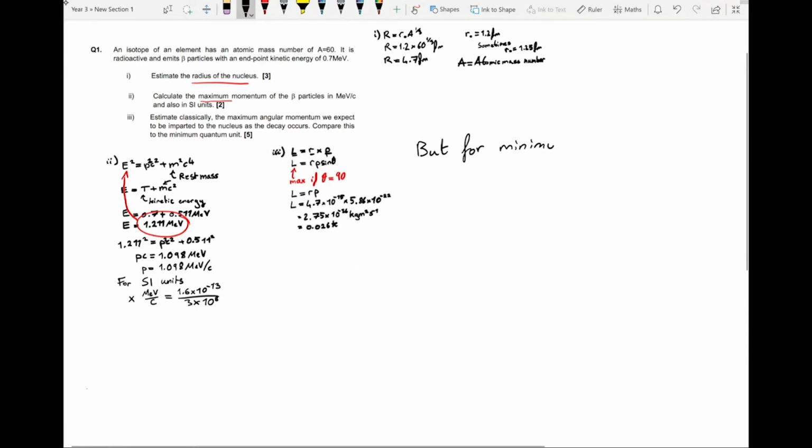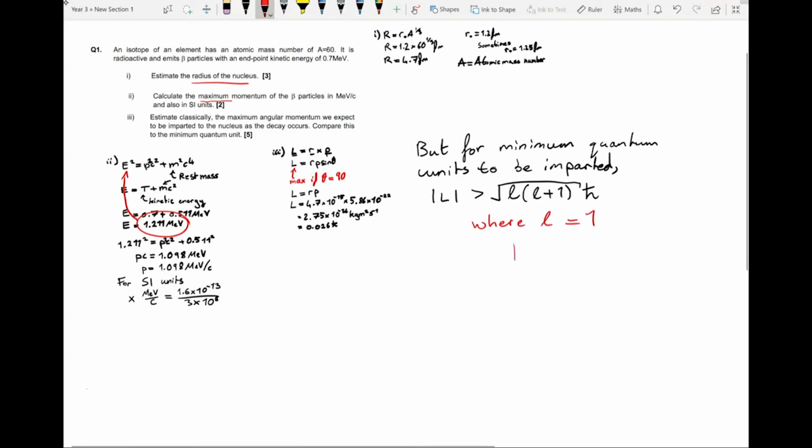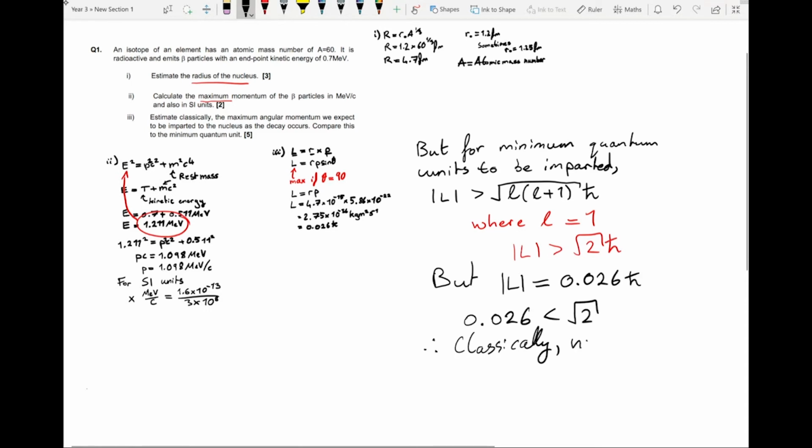But for the minimum quantum unit to be imparted, L must satisfy this condition, where L equals 1 being the minimum angular momentum imparted. But in this case, it does not satisfy this equation. So classically, we don't expect any angular momentum to be imparted. Decays that obey this condition are called allowed decays.